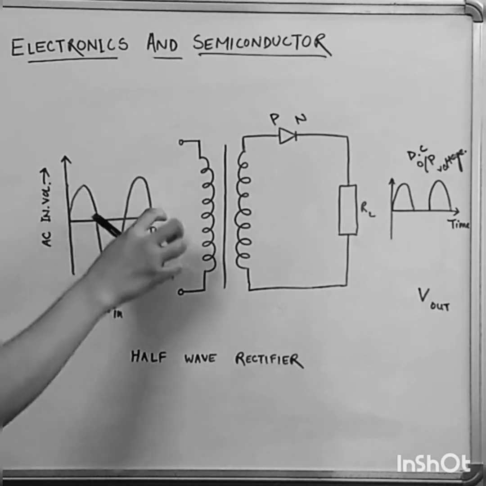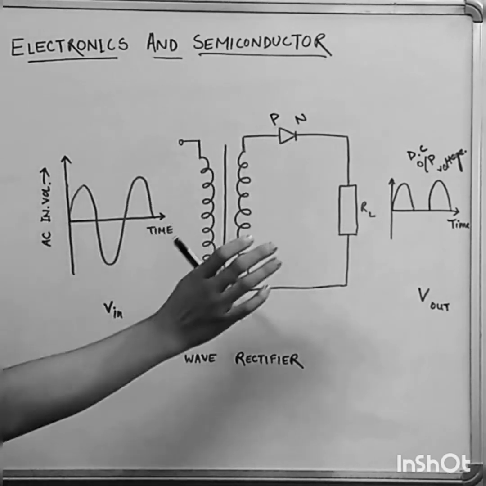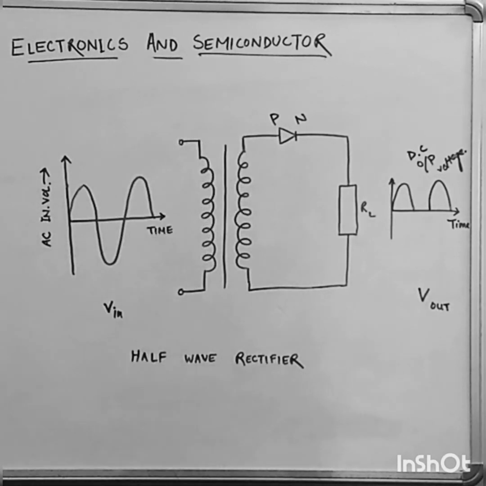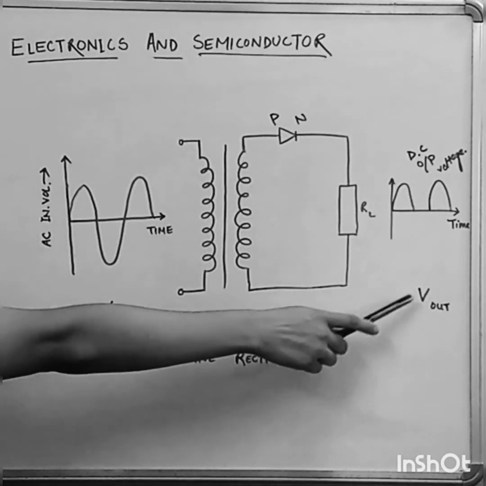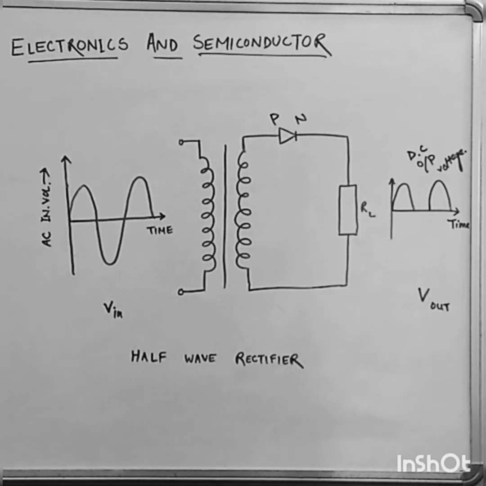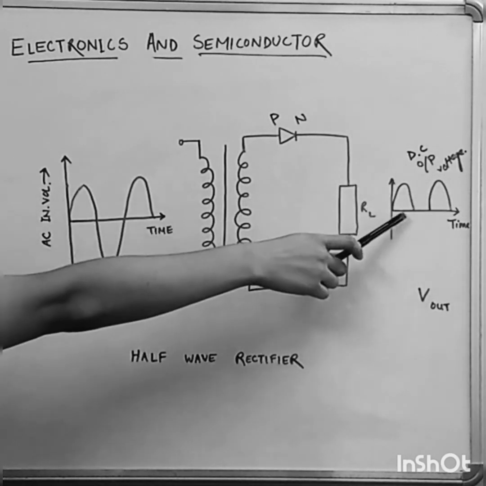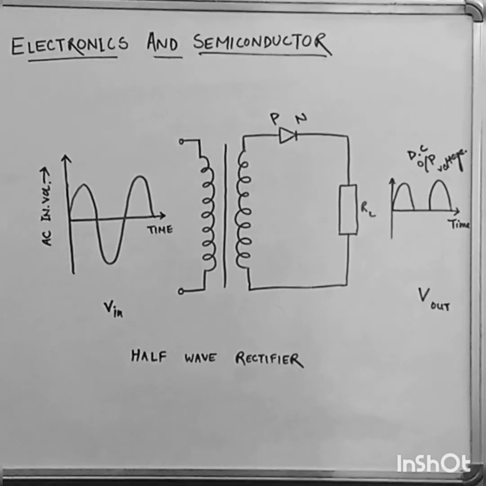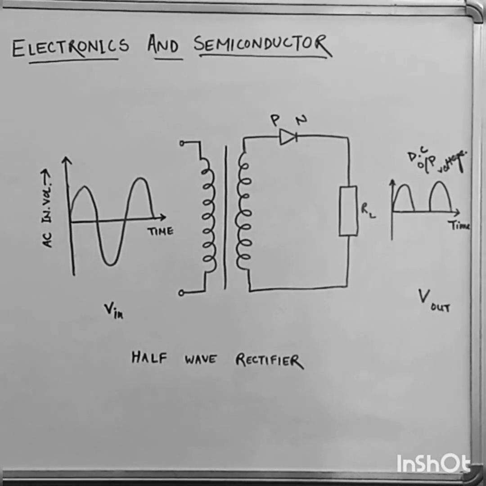So every positive cycle will pass through the PN junction diode and the negative cycle will be cut off from the output voltage. So in the output voltage we will get every positive cycle, and we will not get the negative cycle. This is known as the half wave rectifier because we have cut off half of the cycle, and in the output we get a DC voltage.